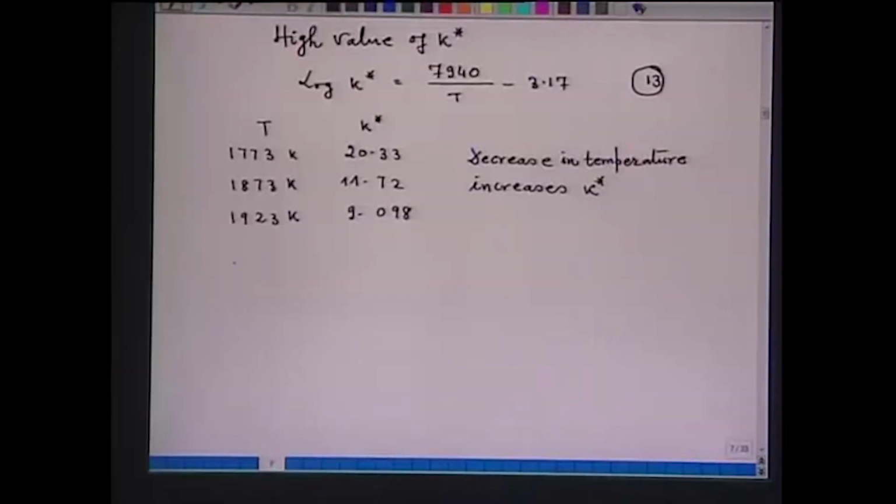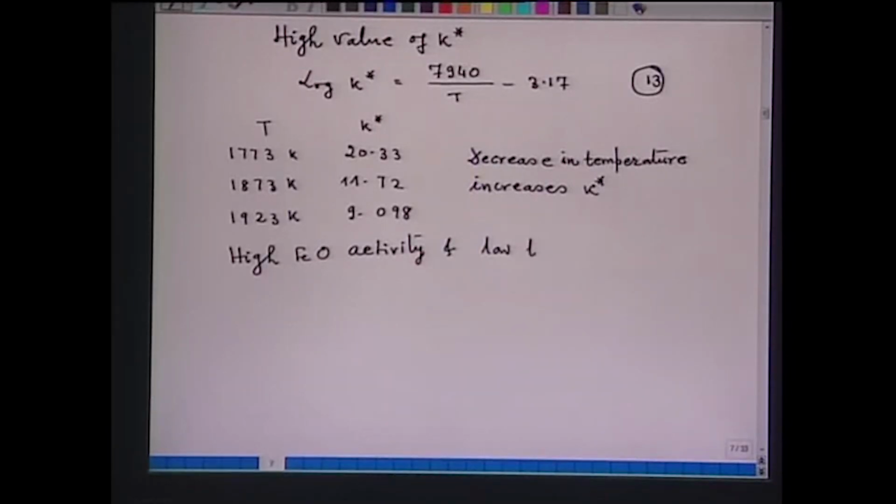Now, another thing is that we said high mole fraction of FeO. So, high FeO activity will also favor the oxidation of manganese. Now, high FeO activity means if FeO and SiO2 form a compound, then the activity of FeO will be low. So, if we add calcium oxide into this, then calcium oxide will combine with SiO2 and FeO will be free. So, that way one can increase the activity of FeO. So, for manganese oxidation, high FeO activity and low temperature favor the oxidation of manganese.